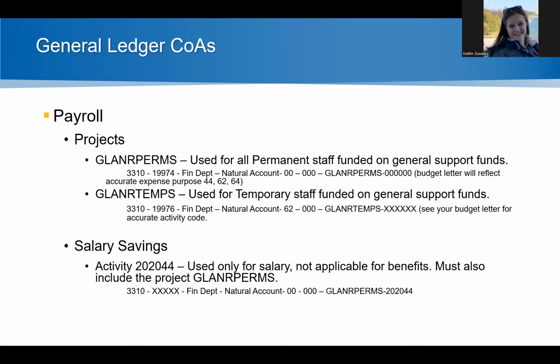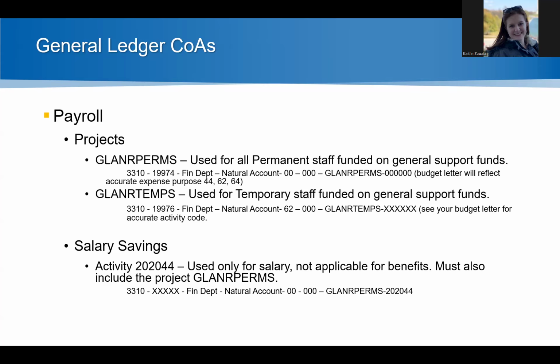The next GL project is going to be GLANR TEMPS, and that is used for our temporary staff funded on general support funds. And then the example of a chart string for this type is going to be 3310. The fund is 19976. Then it'll be your financial department, your natural account. Then the purpose is going to be 62. You'll have a default 0 program value. And then, of course, the GL project number, GLANR TEMPS. And then for the accurate activity code, that is what you'll get from your budget letter.